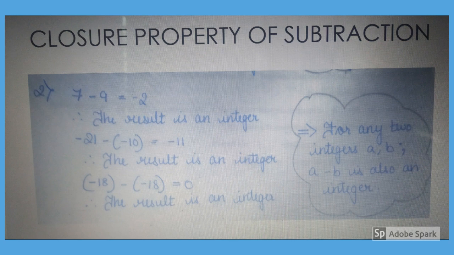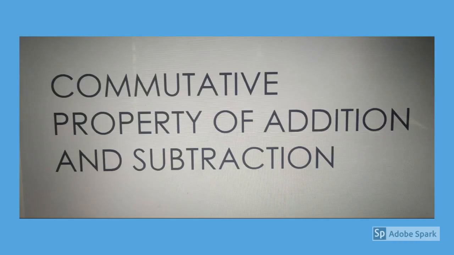So what it means is that closure property holds true for subtraction. Okay, so whenever integers a and b are subtracted, we also get an integer. That is what closure property states guys. So guys, we finished the closure property of addition and subtraction.